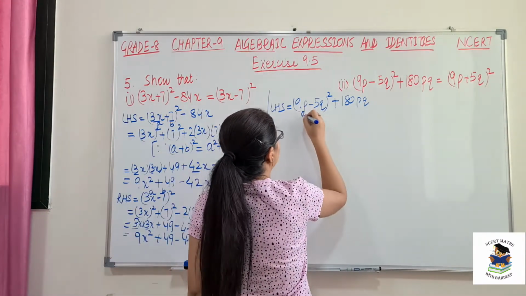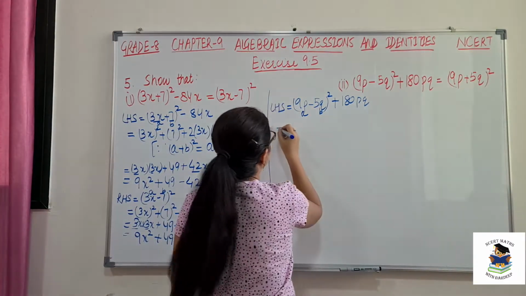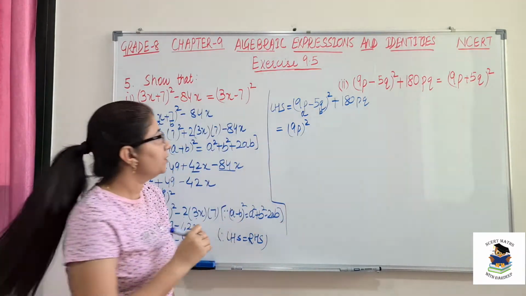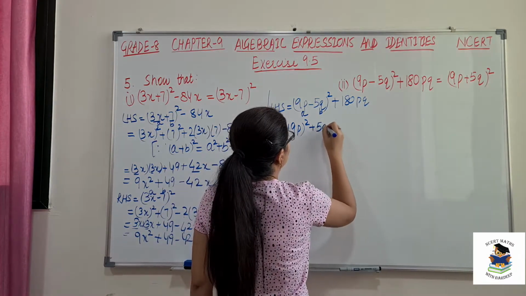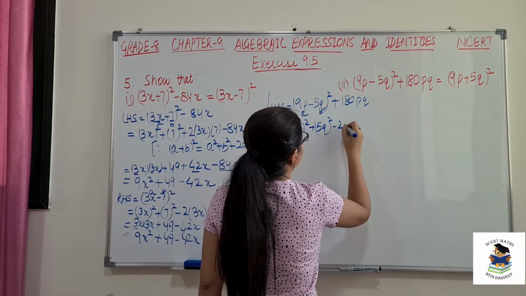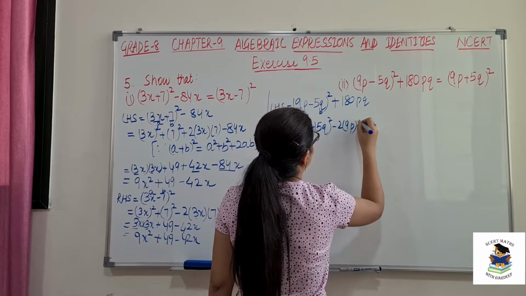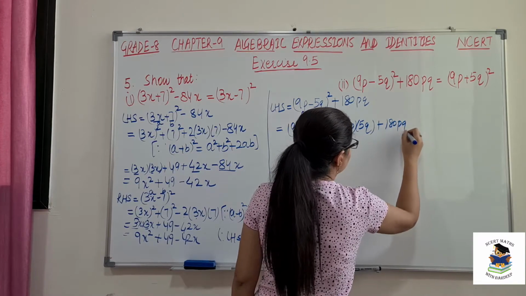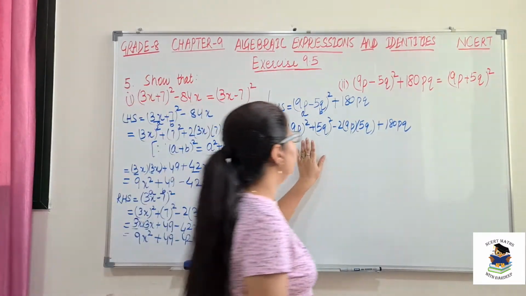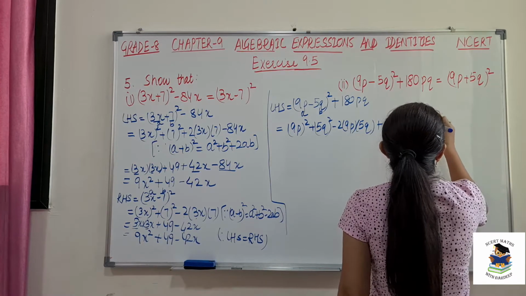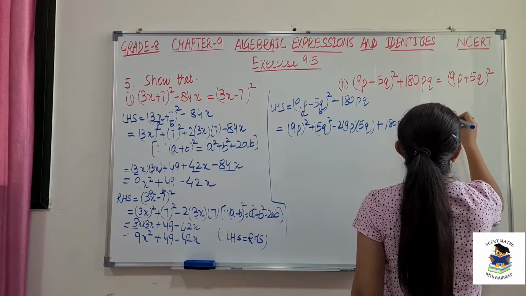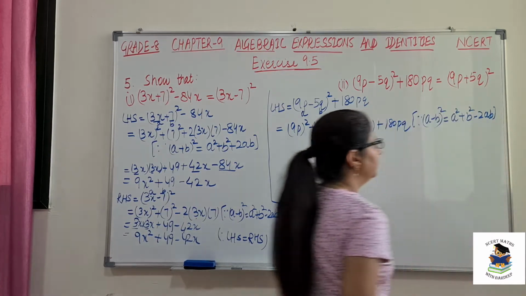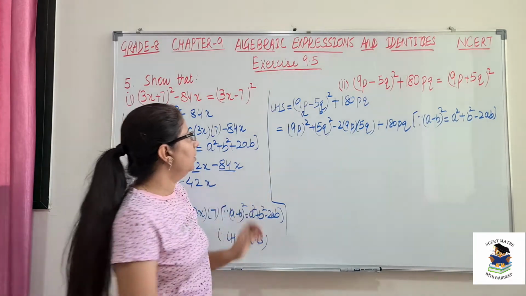So if I put a here, this is b. So I will use a square, that is 9p square, plus b square, 5q square, minus 2ab, and 180pq as it is. So we should mention here, because (a minus b) whole square is equal to a square plus b square minus 2ab. Correct? So what is here now?